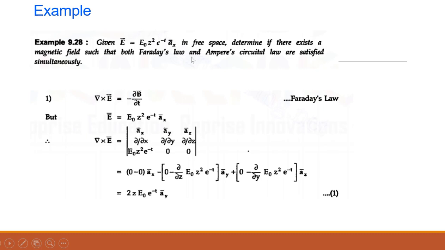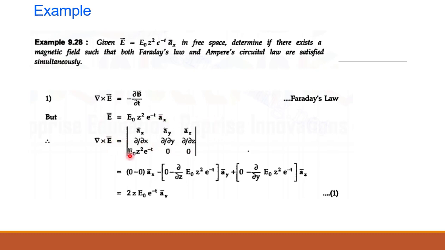So first, what is given? Del cross E, by Maxwell's first equation. According to Faraday's law, we know that del cross E is equal to minus dou B by dou t, right? Del cross E bar is equal to minus dou B by dou t. What is E? E is equal to E naught z squared e raised to minus t a_x cap. Now this total thing has only the E_x term, and the a_y and a_z terms are 0.